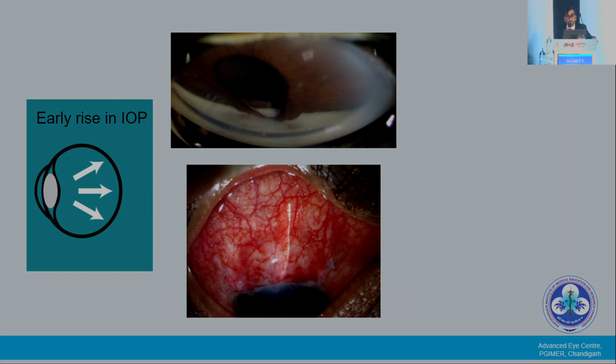Then what happens with an early rise in IOP has already been discussed, but if the IOP rises, that causes mechanical problems. And what are the reasons for an early high IOP? One can look for iris plugging, or look at this bleb: though it is a highly vascularized bleb, there is an encystment, or fibrosis has started here within a week itself. So one should find out the reasons for high IOP, then treat it and lower the IOP to a normal level.